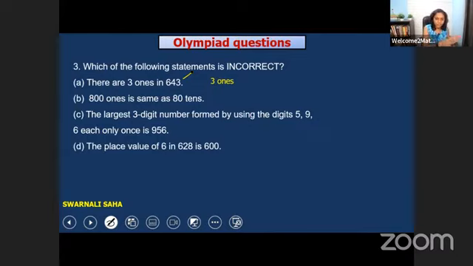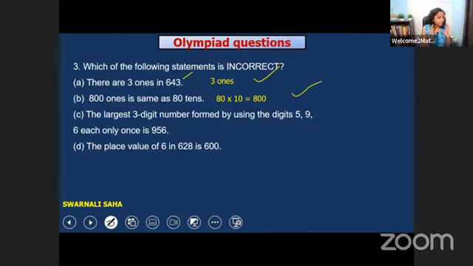Then let's move on. Next, see option B. Here you can see 801 is the same as 80 tens. What do you say? 801 means 800 into 1. So it's 800. And 80 tens means 80 into 10 and it's also 800. So 80 into 10 is 800. That means this is also right. Okay. Now let's see option C.